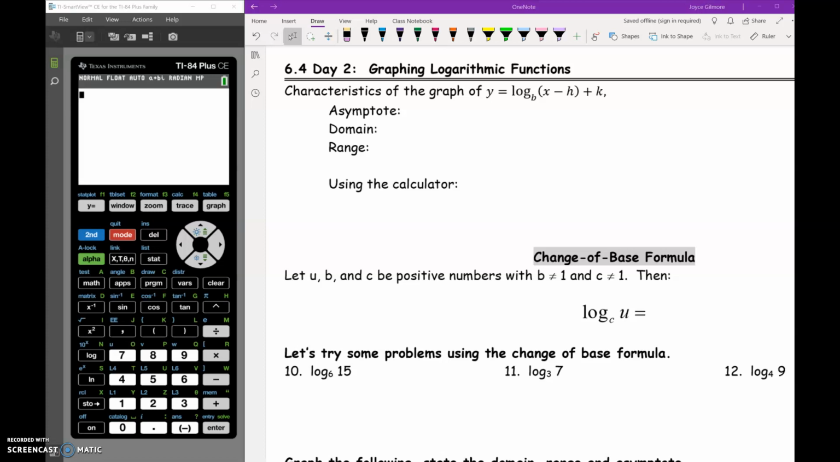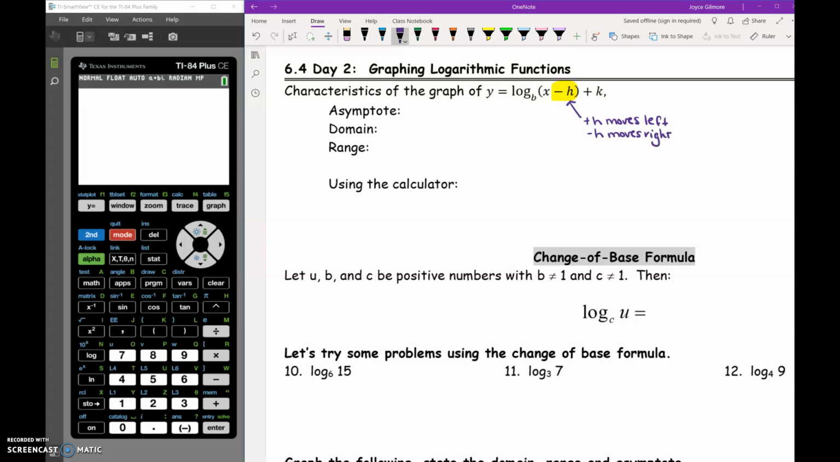Today we're continuing section 6.4, graphing logarithmic functions. First, let's talk about this basic graph, y equals log base b of x minus h plus k. The minus h does horizontal movement, left or right. So you may want to make yourself a note that when this is plus h, it moves left, and when it's minus something, it moves right.